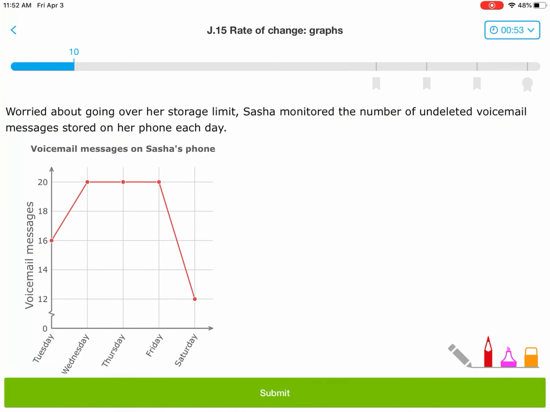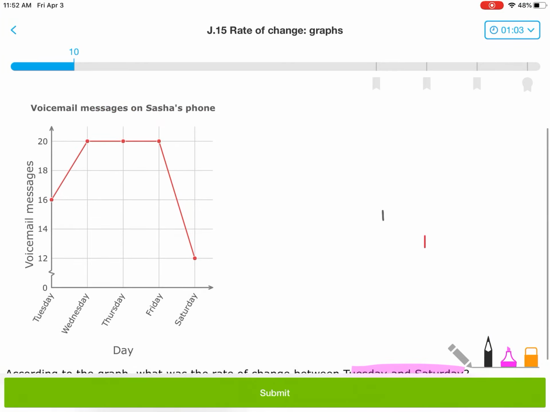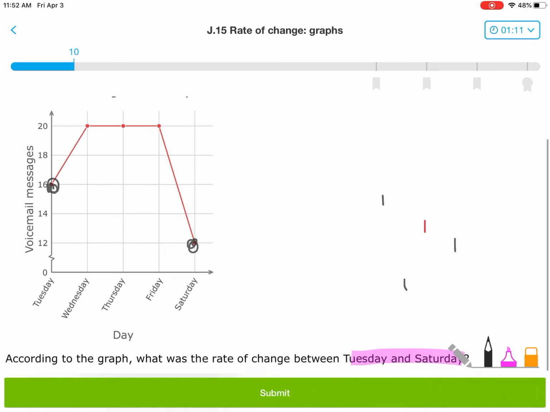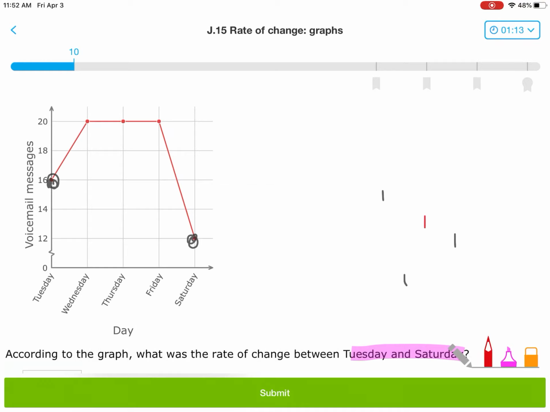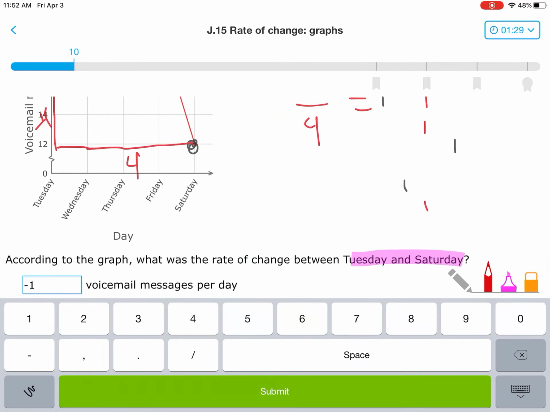All right, another one here. I want the rate of change from Tuesday to Saturday in voicemail messages per day. So on Tuesday, voicemail is at 16. And on Saturday, my voicemail messages are at 12. So this time I'm going down. So I go down and look, it's counting by 2s. So I'm going down 2, 4. So that's -4. And I'm going over 1, 2, 3, 4. So -4 over 4 is a change of -1. So there's -1 voicemail messages per day.